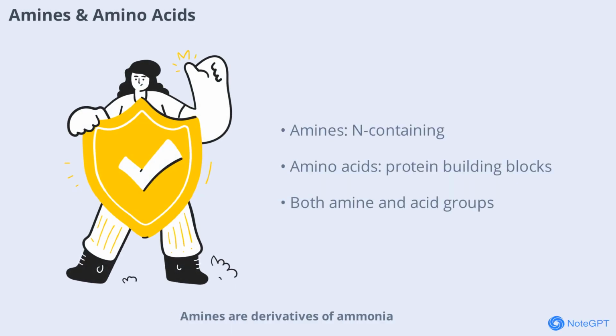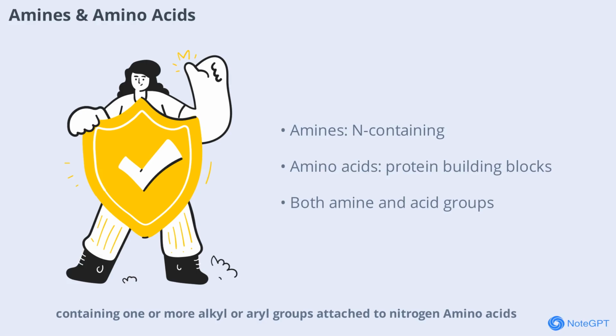Amines are derivatives of ammonia, containing one or more alkyl or aryl groups attached to nitrogen. Amino acids, the building blocks of proteins, contain both amine and carboxylic acid groups. We'll explore their structures, classification, and importance in biology. Understanding amines and amino acids is essential for biomolecule chemistry.